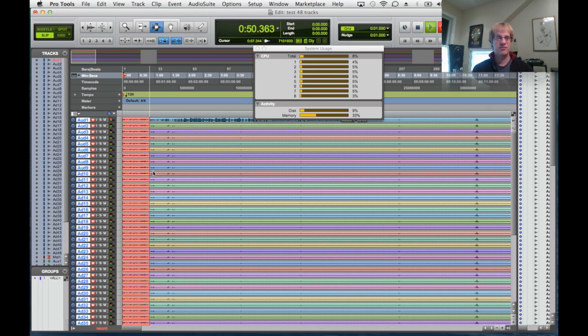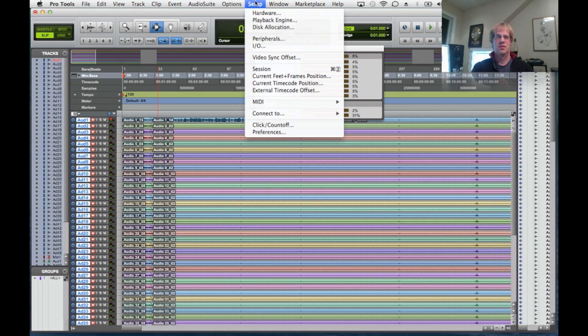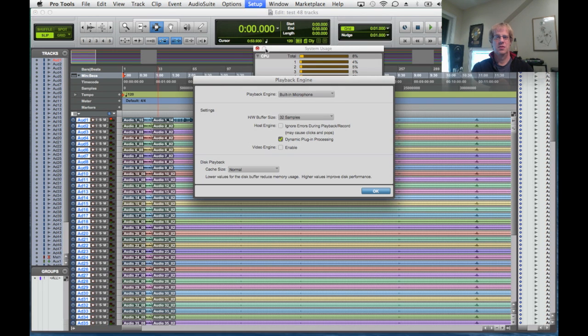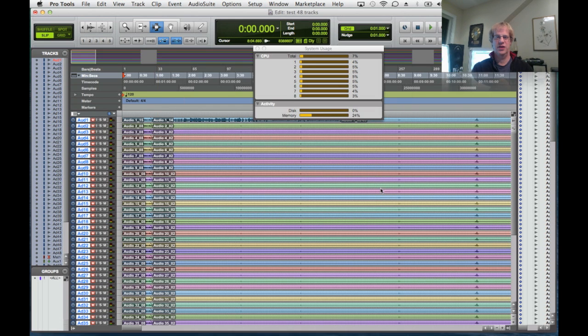So there you see, we're recording 48 tracks at a buffer of 32. Wow. See, I don't even have ignore errors during playback record. It would show an error if there was an issue. We've got a normal disk cache. I could put it into RAM, but I don't need to for recording.